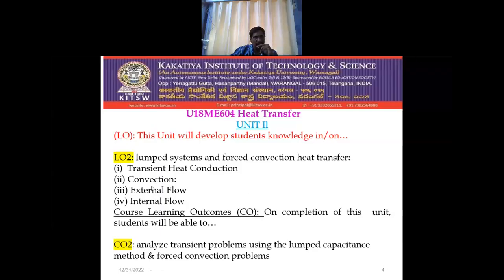This unit will cover topics called transient heat conduction and convection. In convection, we are going to cover heat transfer due to convection through external flow, where the flow takes place outside the geometry, and heat transfer analysis due to convection in internal flow. For example, you have a pipe. Through the pipe the fluid flows, is it not? So when the fluid flows through the pipe, how do we make a heat transfer analysis? The fluid flow is internal. Such type of heat transfer analysis you are going to discuss in this particular unit.